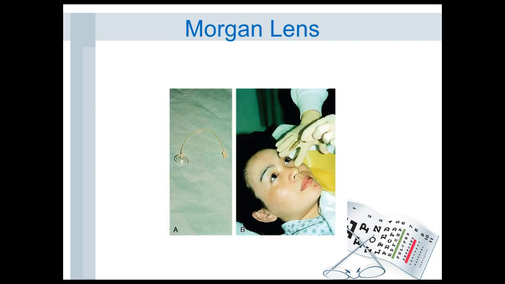This is an example of a Morgan lens to irrigate the eyes. There are 2 types shown.